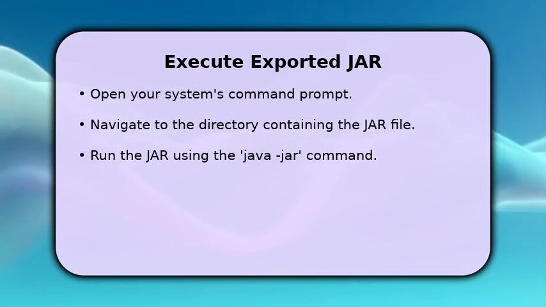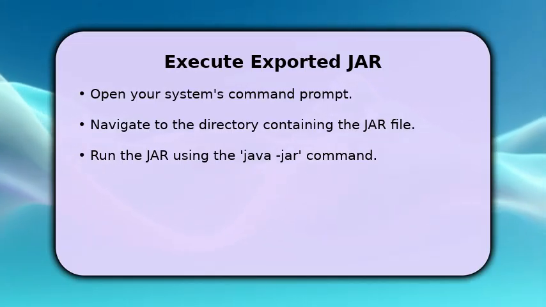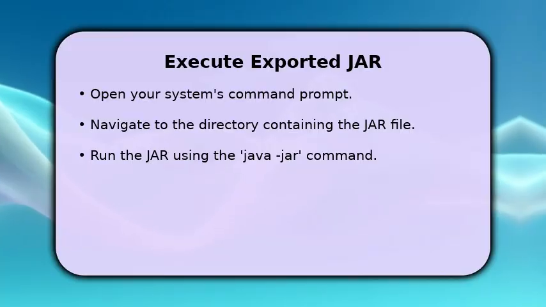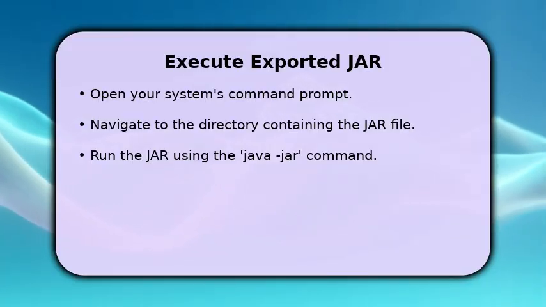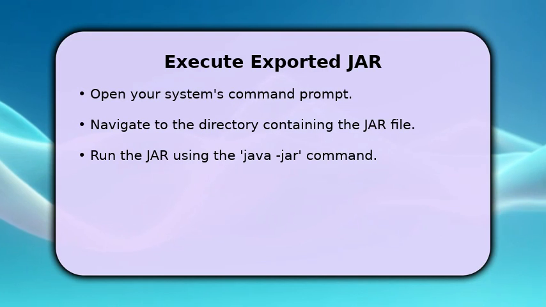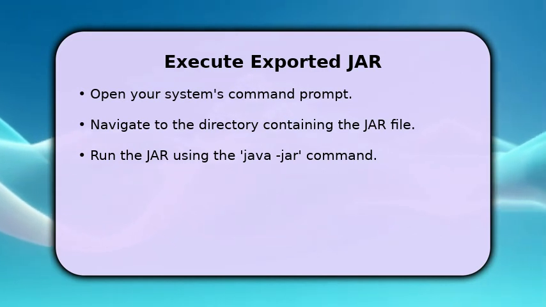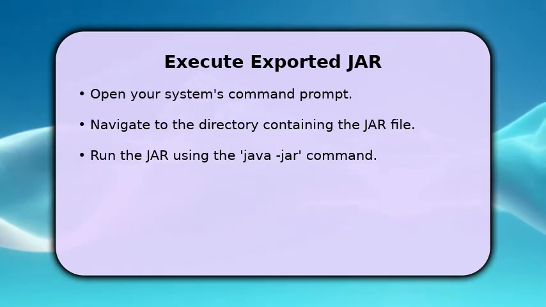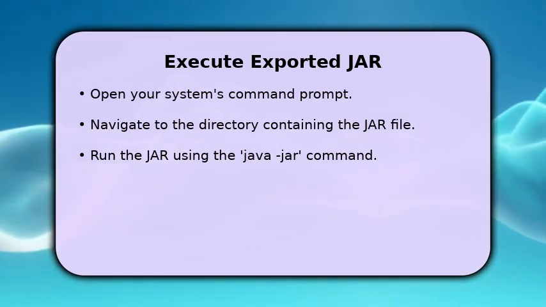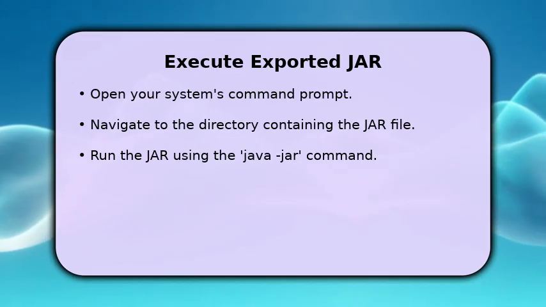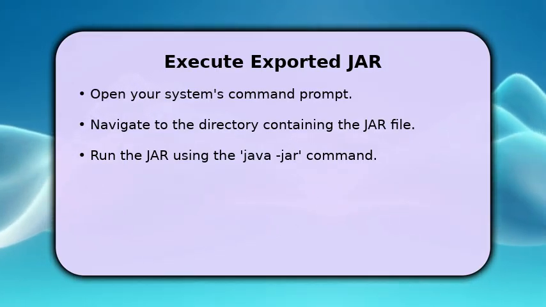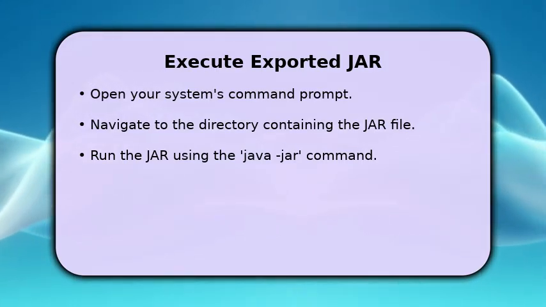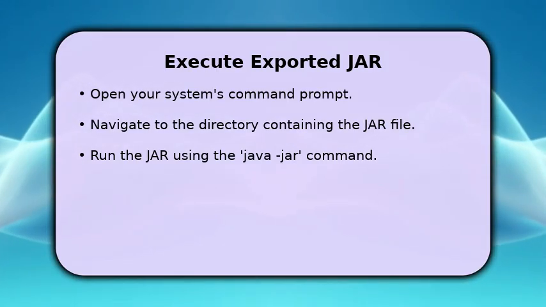Finally, it's time to run your exported Selenium project. Open a command prompt or terminal window. Navigate to the directory where you saved your runnable JAR file. Then, execute the JAR using the command java -jar your project name.jar. This will launch your Selenium tests outside of Eclipse, demonstrating a successful export and independent execution of your automation suite.